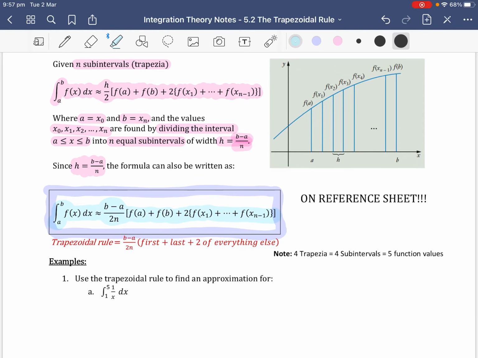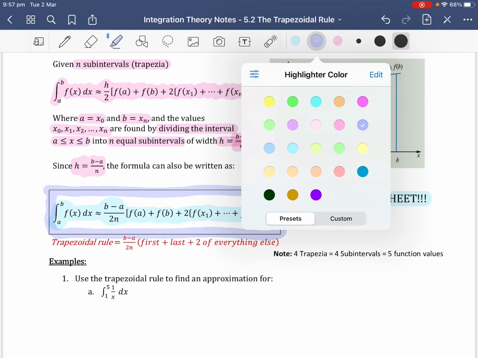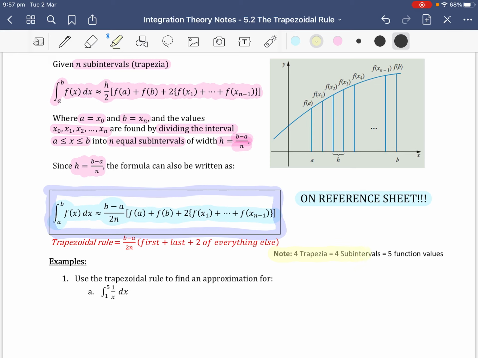So our trapezoidal rule summarized is b minus a over 2n of our first plus our last plus 2 lots of everything else. It's also very important that we note that 4 trapezia equals 4 subintervals, which equals 5 function values. So when we're working out what our function values are by using a table a little bit later on in our examples, in our tables for our 4 trapezia, we'll have 5 function values.